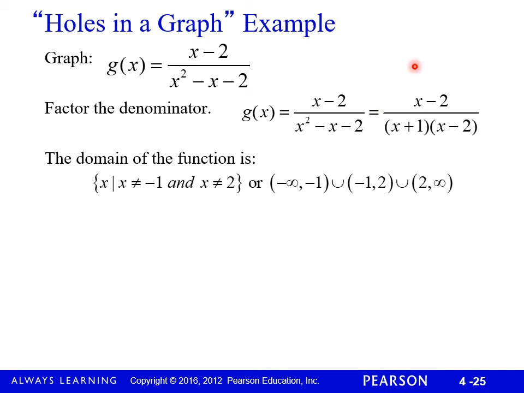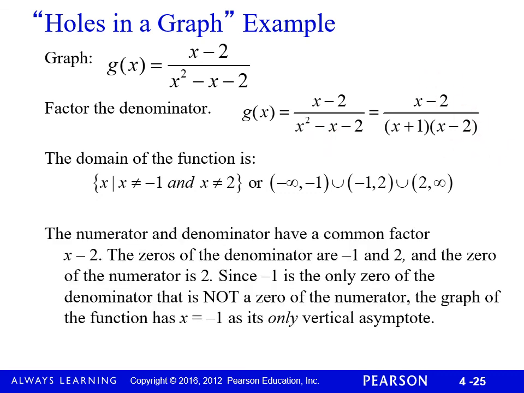It's still the same, even though we think about canceling these out. And we will do that when we're graphing. But right now we have to remember this original function cannot have x equal 2 because it makes the denominator 0, even if we reduce it, because that changes the function. The numerator and denominator have a common factor, x minus 2. The zeros of the denominator are -1 and 2, and the 0 of the numerator is 2. Since -1 is the only 0 of the denominator that is not a 0 of the numerator, the graph of the function has x equals -1 as its only vertical asymptote.